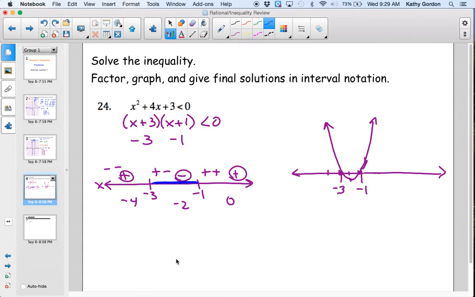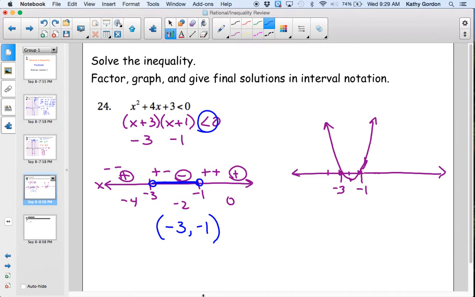Okay. Now, what about these endpoints? Should I include them or not? No. Why not? Because it's not equal to, because of that inequality sign. If it's not equal to, then it's technically the open circles, and that's why parentheses negative 3 to negative 1 is the final answer. Because I do not want to include those endpoints. So it's not just about coming up with the negative 3 and the negative 1 and then saying, oh, so x has to be less than negative 3 and x has to be less than negative 1. It doesn't work that way when you get beyond linears.